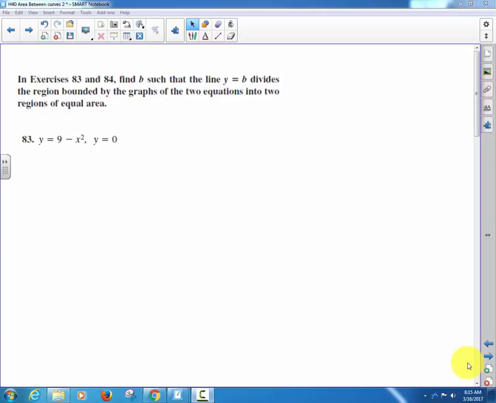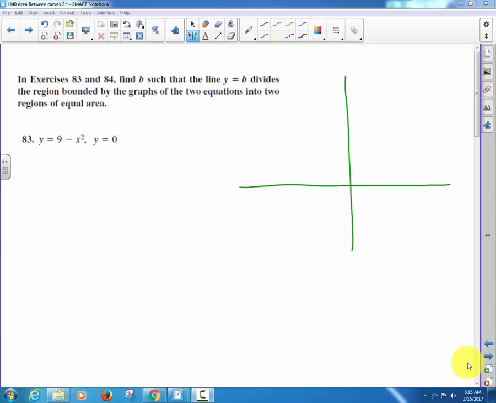Find b such that the line y equals b divides the region bounded by the graphs of the two equations into two regions of equal area. So what I would suggest is let's start off by drawing and seeing what we've got. What does y equals 0 look like? What is that? The x-axis. Okay, so we know we've got that line.